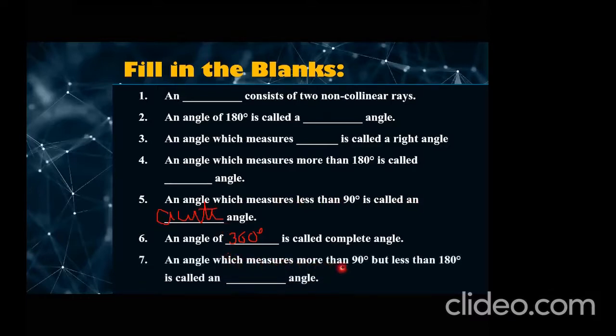An angle which measures more than 90 degree but less than 180 degree is called a dash angle. Yes, the answer here is obtuse angle. The answer will be obtuse angle. Now some more.